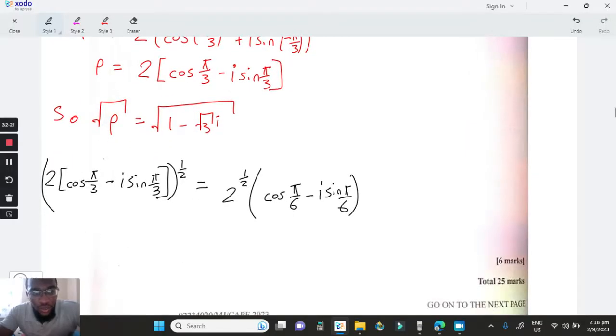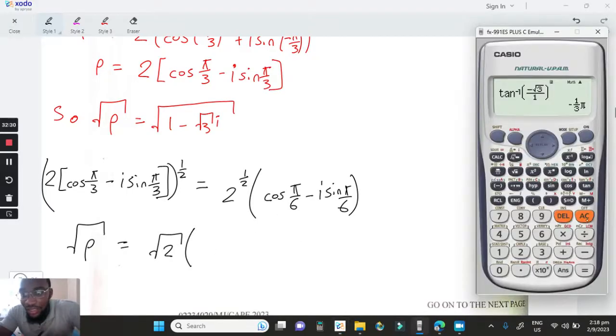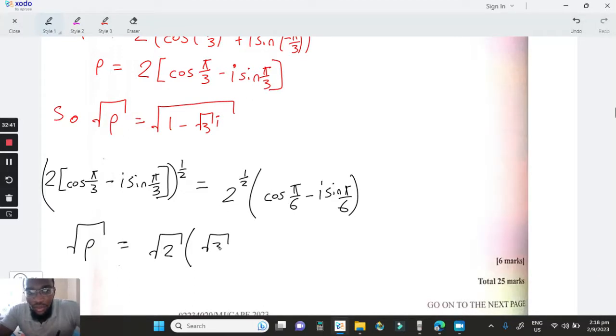So now we're saying then that the square root of p is 2 to the half power, which is square root 2 times cos pi by 6. You can just put that in a calculator, cos pi over 6, which we should know from ADMAS, but you know, summer just ended, so I'm just as rusty. So root 3 over 2 minus sine pi by 6. I think that's sine 30 degrees and sine 30 is a half. So minus i over 2.